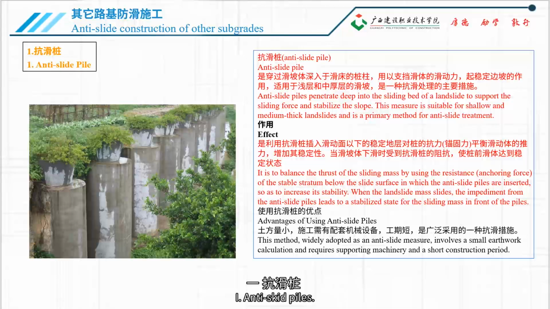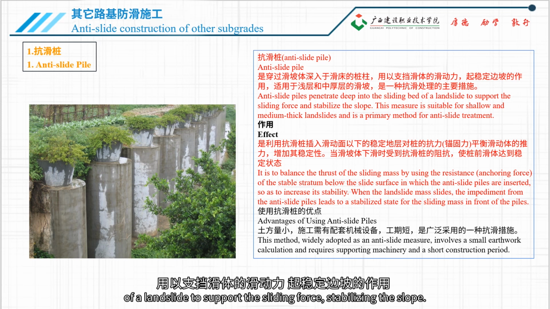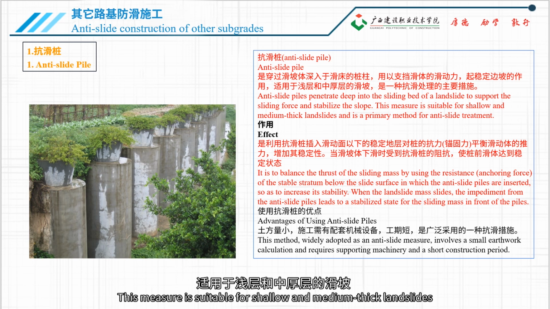1. Anti-skid piles. Anti-skid piles penetrate deep into the sliding bed of a landslide to support the sliding force, stabilizing the slope. This measure is suitable for shallow and medium-thick landslides and is a primary method for anti-skid treatment.